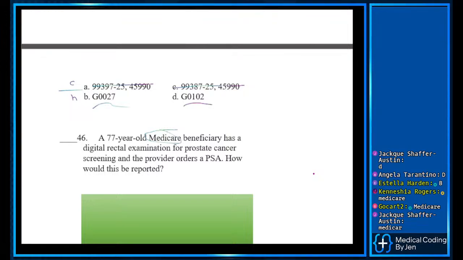Good job, Island. Indeed, D as in dog is our answer. Good job.